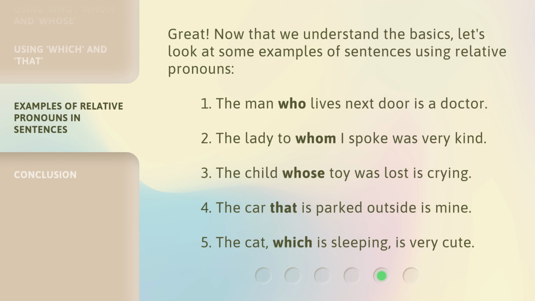Great! Now that we understand the basics, let's look at some examples of sentences using relative pronouns. 1. The man who lives next door is a doctor. 2. The lady to whom I spoke was very kind. 3. The child whose toy was lost is crying. 4. The car that is parked outside is mine. 5. The cat, which is sleeping, is very cute.